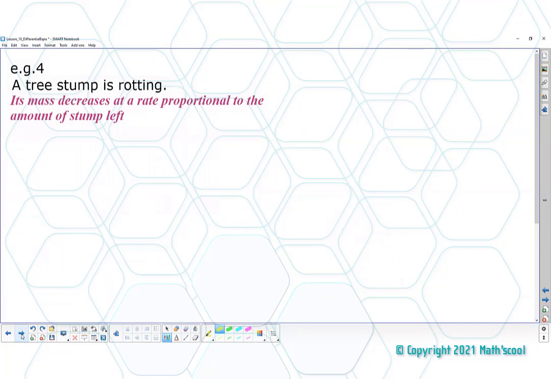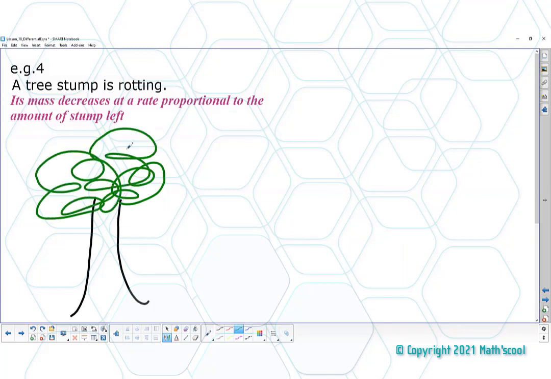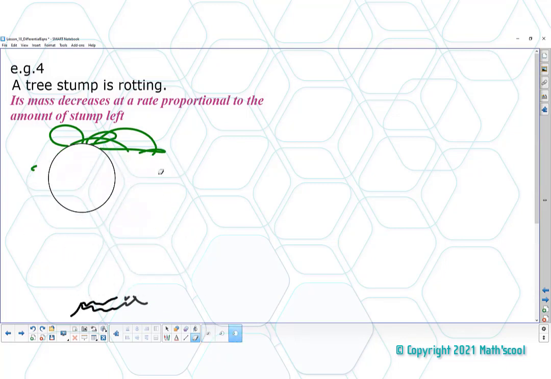A tree stump is rotting. So you've got this tree here, and it's a lovely tree. It's helping to absorb some of the carbon dioxide from the global warming that we're producing. But for some reason, you decided to chop it down. You've cut it here, and you've chopped it down. And that's it. Tree stump, left, tree, gone.